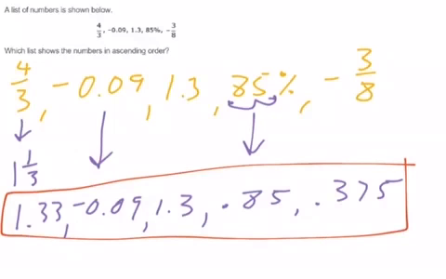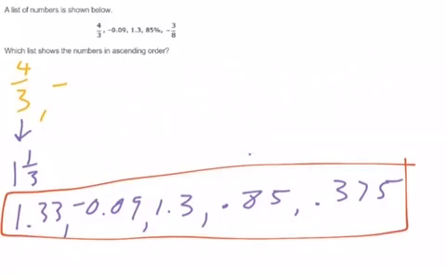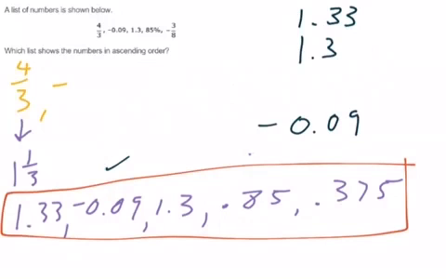Now I need to have them in ascending order, least to greatest. The best thing to do here is make some space, sorry to have to erase, and line these up by place value, that will help. I know I have 1.33 repeating. I know I have a negative right here, negative 0.09. I have 1.3, which would be this one here, basically like 1.30. I have 0.85, which would be that one right here. And then finally I have 0.375, 5 numbers, 1 2 3 4 5.